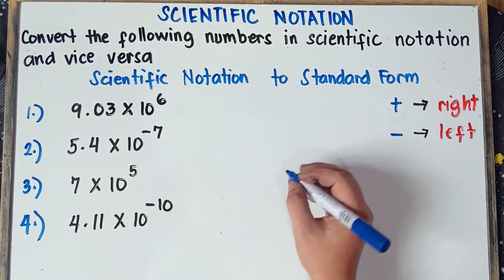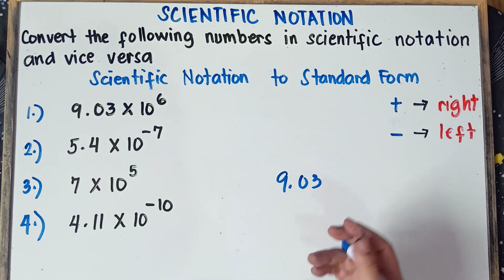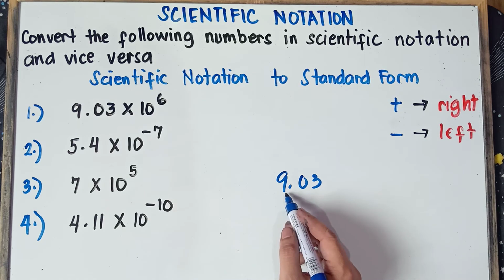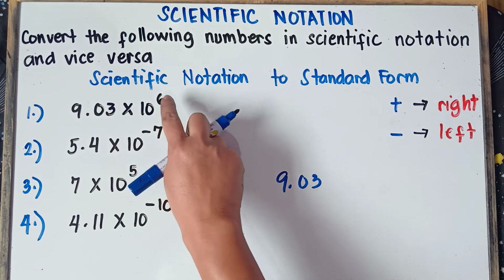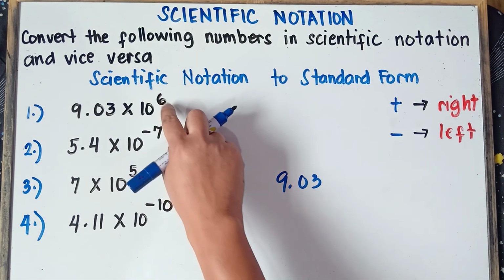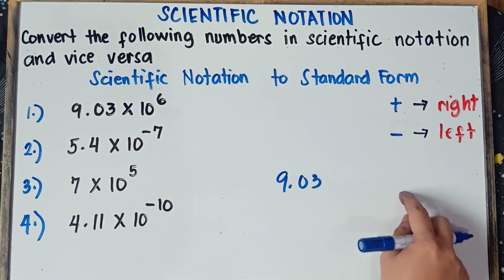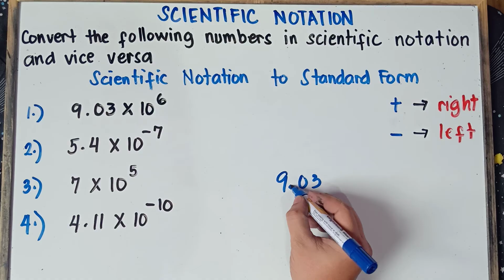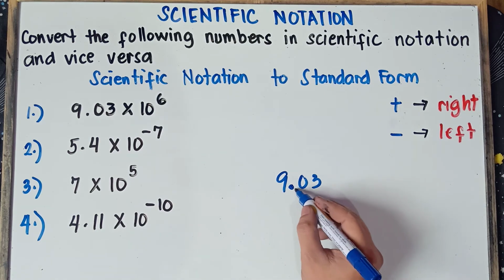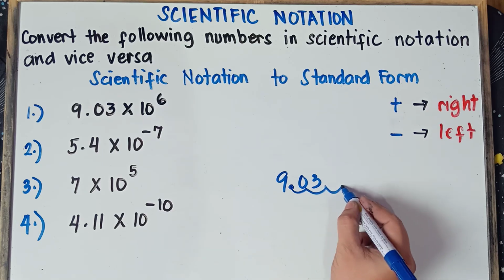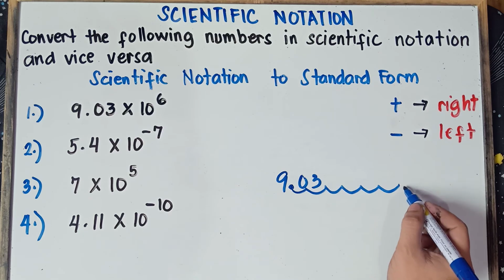Example number 1, we have 9.03 times 10 raised to the power of 6. So this will be the value of A, that would be 9.03. Now check the exponent, class. Is it positive or negative? Now if the exponent is positive, class, starting from the decimal point, you move 6 units going to the right. So 1, 2, 3, 4, 5, and then 6. And the decimal point will be here.